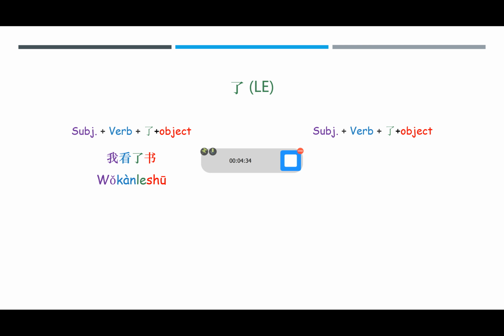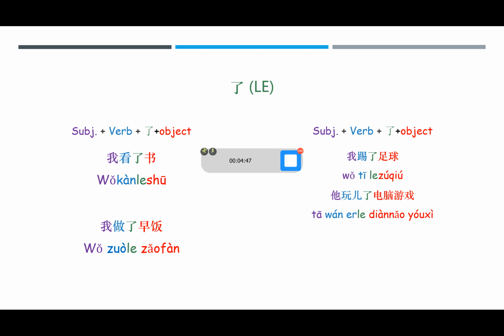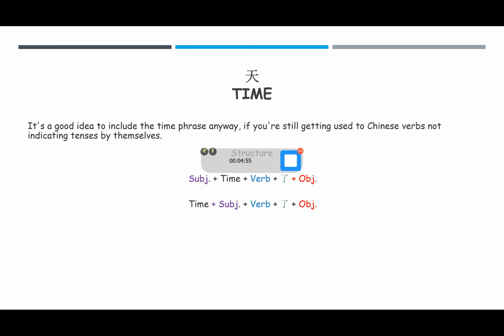So, 我看了书. I read a book. 我做了早饭. I've made breakfast. 我踢了足球. I've played football. 他玩了电脑游戏. He has played video games. 你打了篮球吗? Have you played basketball?